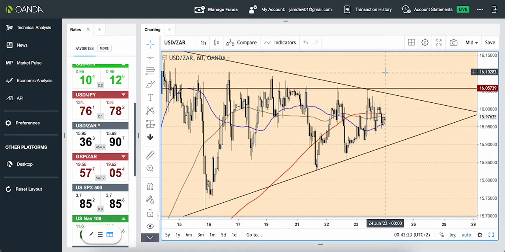And overall, I'm always looking to sell this currency, the Rand, against the dollar. So fundamentally, I think it's a pretty good bet as well.